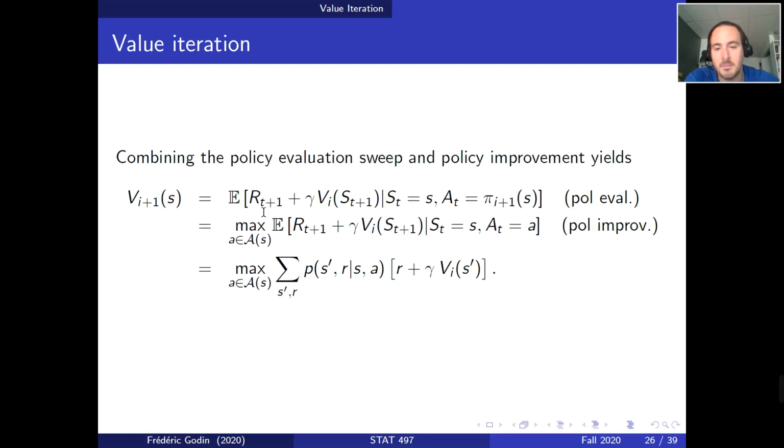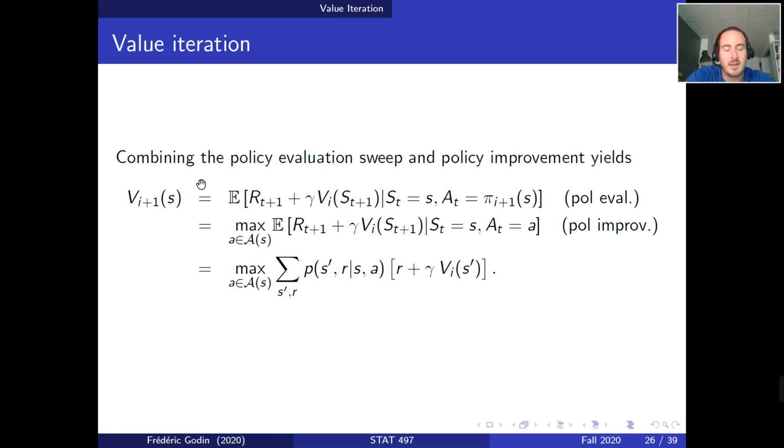given by the expectation of the reward of the next step plus gamma times the estimate of the value function at the next step, given your current state is s, of course, but your action you're taking right now is pi i plus 1 of s.